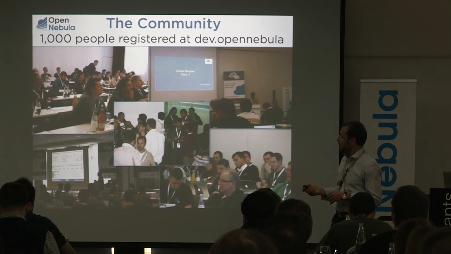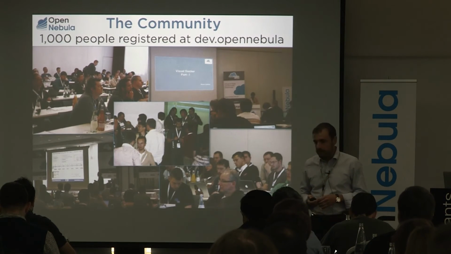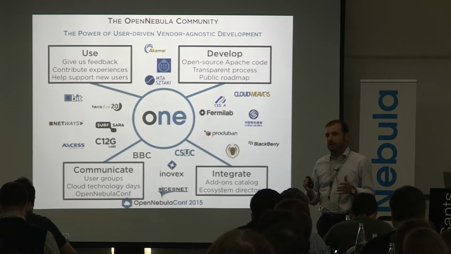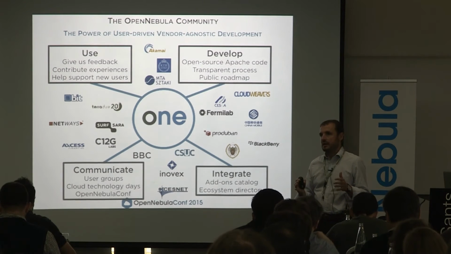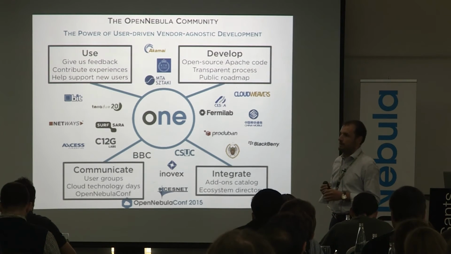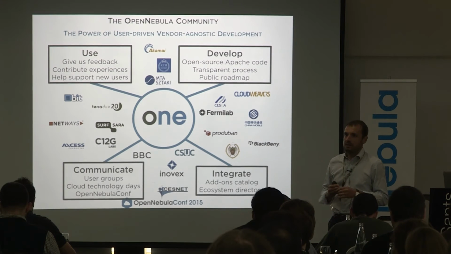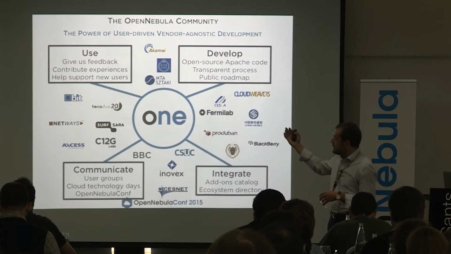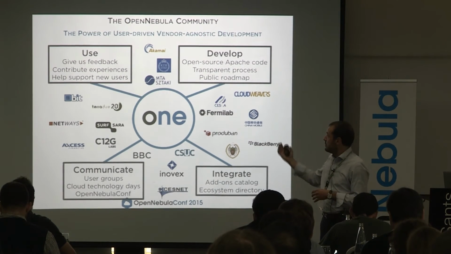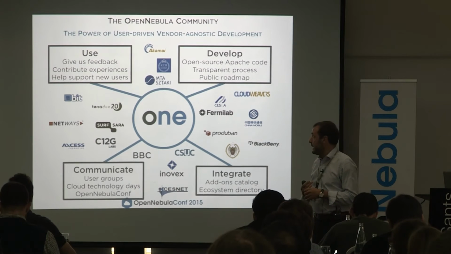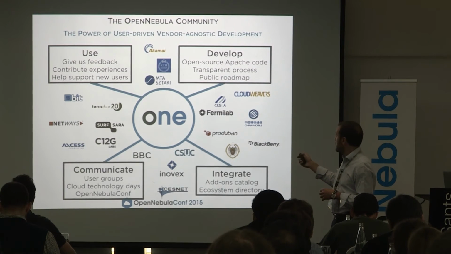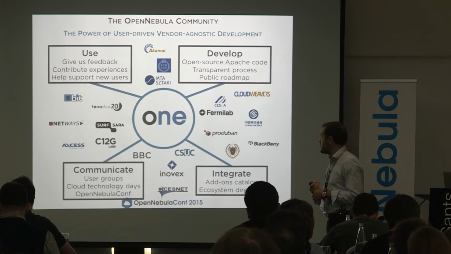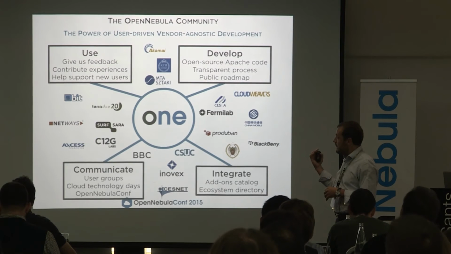About the community behind it, it's very important for us to remark that OpenNebula has been developed for the users and by the users. This is a user-driven project, and it is vendor agnostic. We provide many different ways to contribute: by using the technology, you can provide feedback, contribute your experiences, help support new users, and develop new features. It is fully open source, Apache code, with a transparent process and a public roadmap.